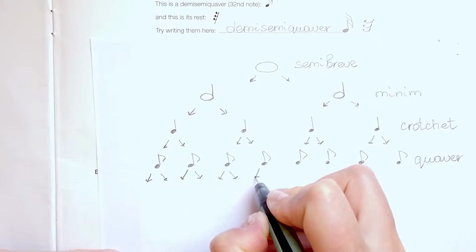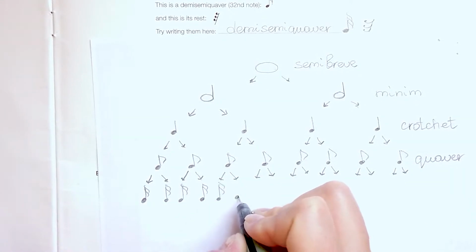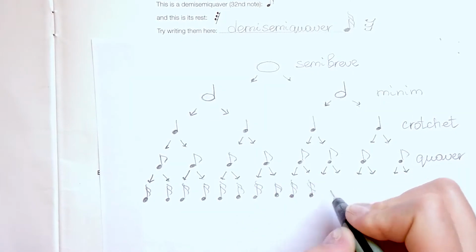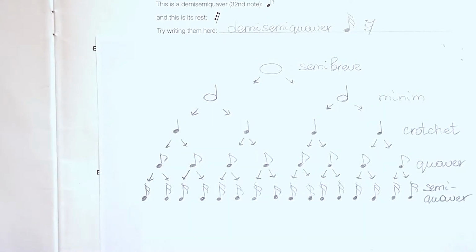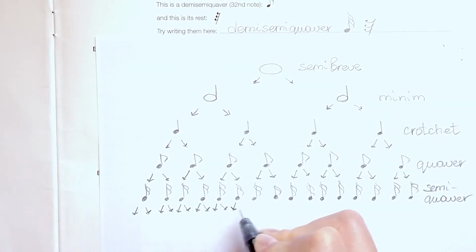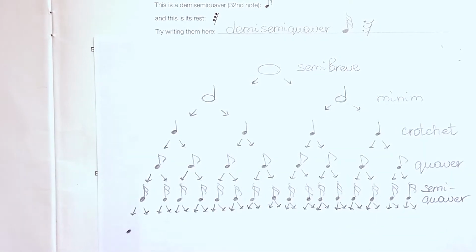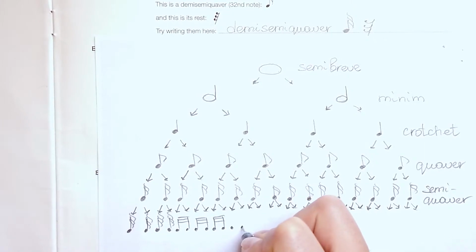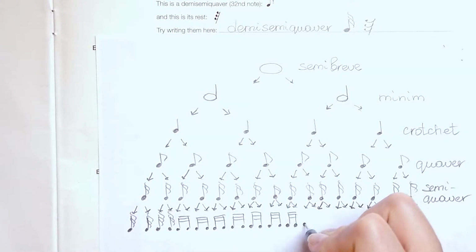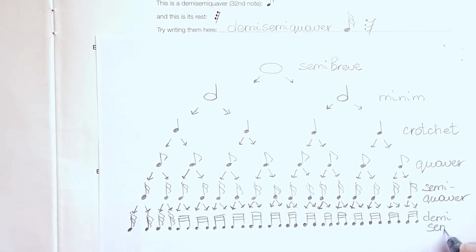Each quaver we subdivide into two semiquavers. In this case, we have 16 semiquavers in one semibreve. And each semiquaver we subdivide into demisemiquaver notes. In this case, we have 32 demisemiquaver notes in one semibreve. Each demisemiquaver note has three tails. If we join them by 2, we write the join with 3 lines for each group.